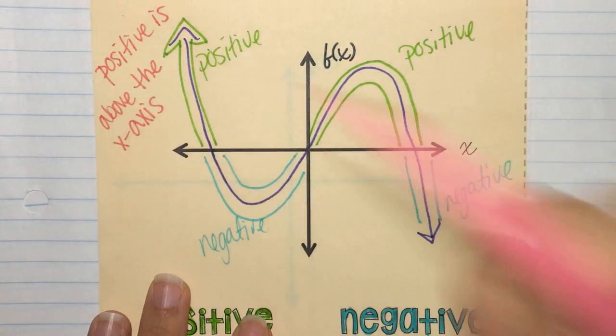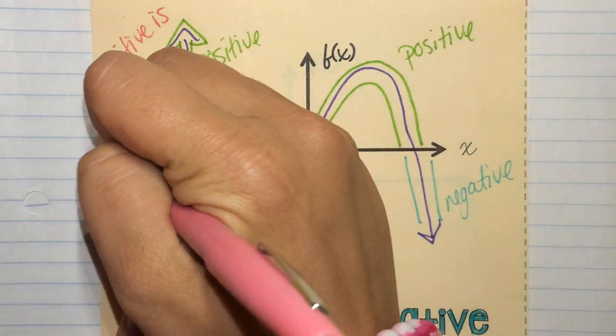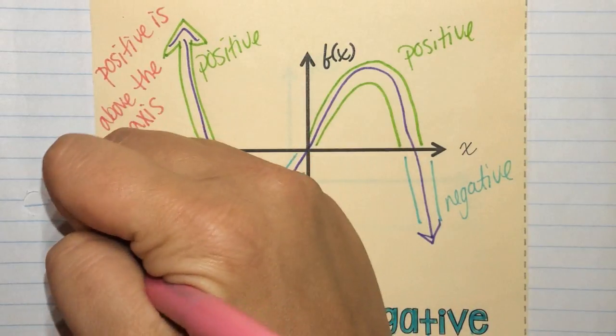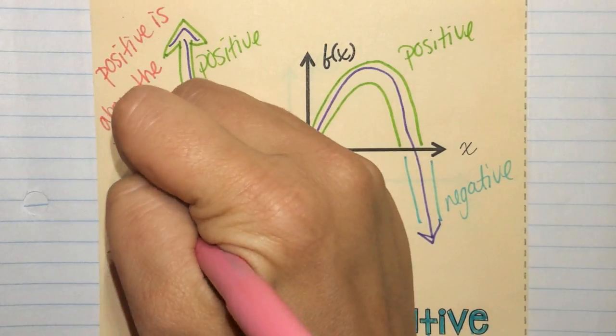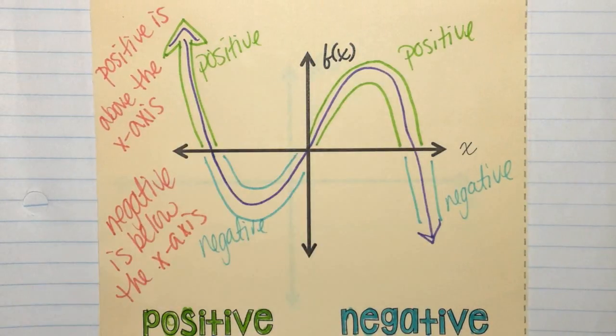All right, so positive is above the x-axis and negative is where? Below the x-axis. Now, increasing and decreasing, which is our next flappy that we're going to talk about, kind of deals with positive and negative as well.